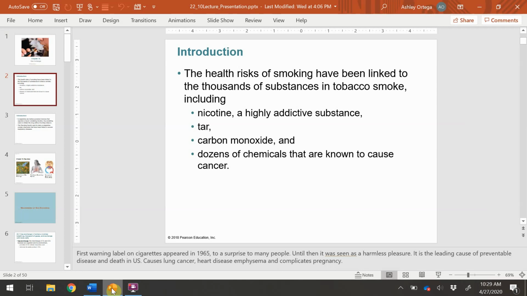So here our introduction shows the health risks of smoking have been linked to the thousands of substances in tobacco smoke, including nicotine, tar, carbon monoxide, and dozens of other chemicals known to cause cancer, or carcinogens.